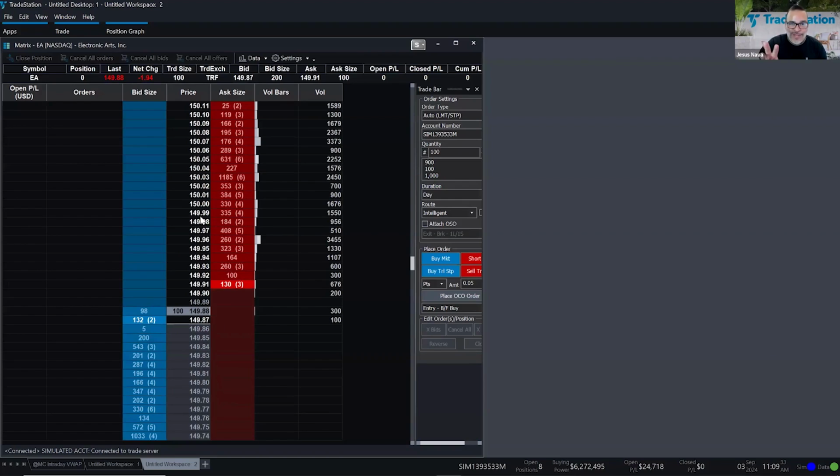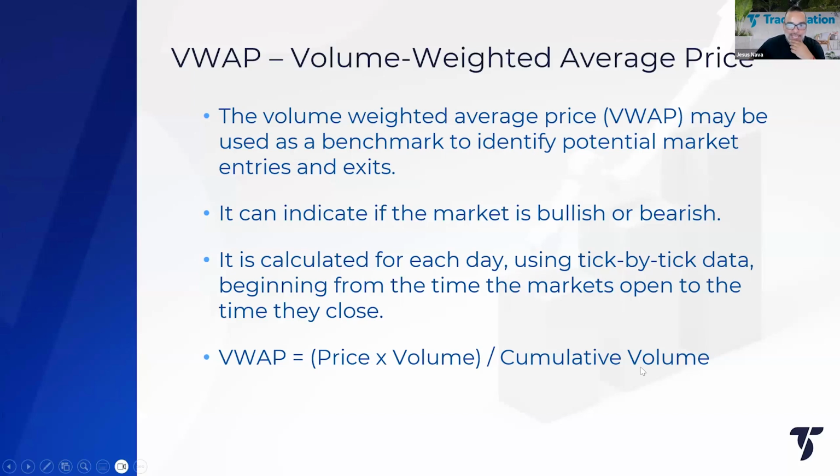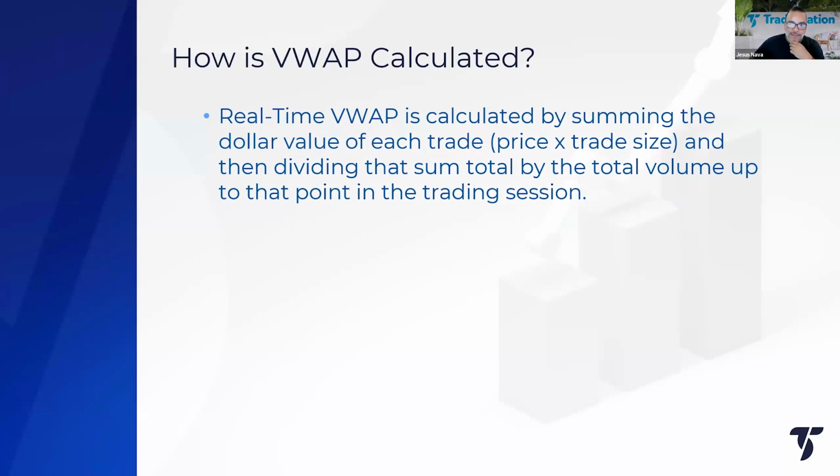So those are three areas: radar screen, charting, and the matrix, where you can get access to this real-time calculation that provides you VWAP. Let's go ahead and take a little bit closer look at the calculation of this VWAP. In real time, it's calculated by summing the dollar value of each trade, so price times the trade size, and then dividing that sum total by the total volume up to that point in the trading session.